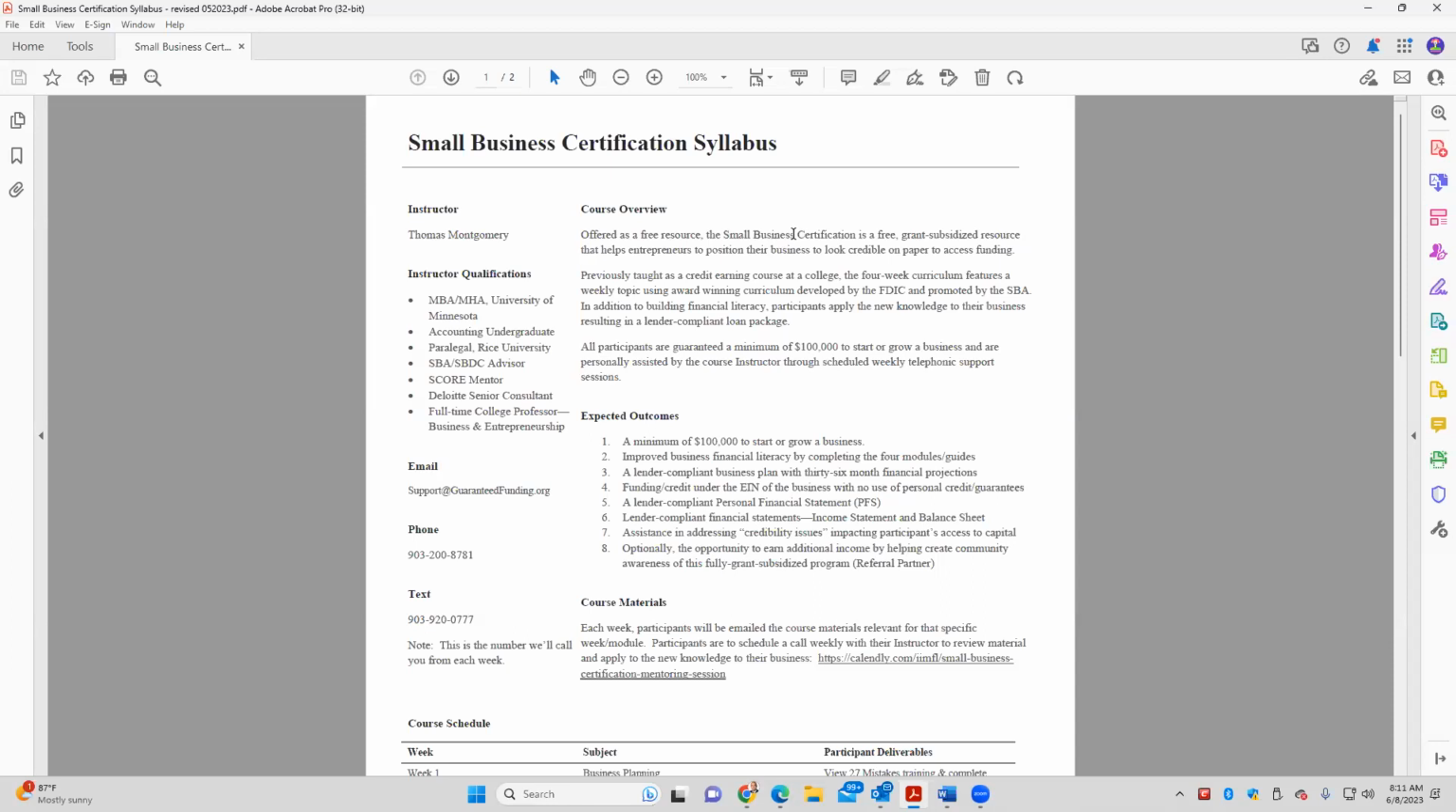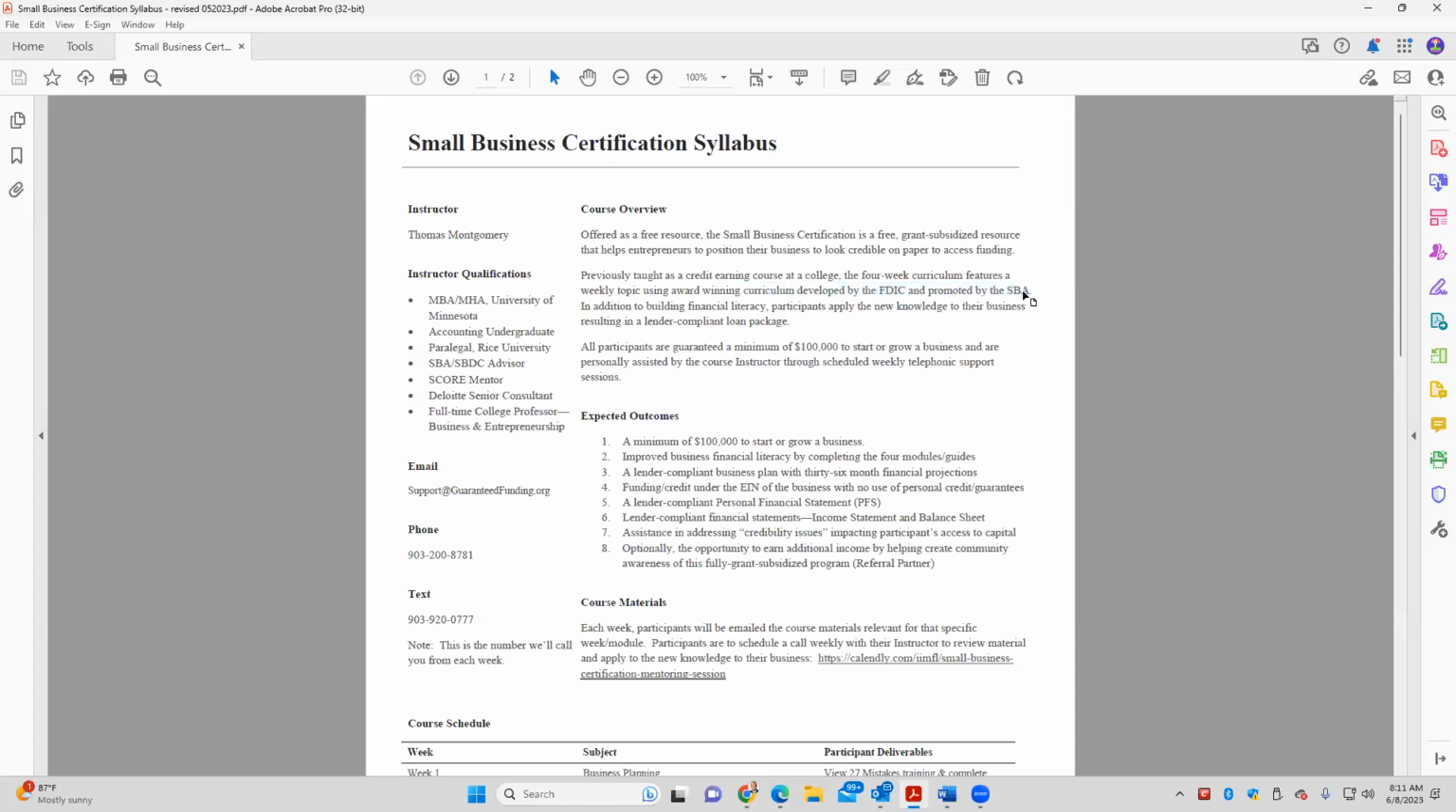Again, this is really, really strong material. We taught it as a credit earning class at a college in the past. Then we rolled it into our nonprofit once we got the grant. The material that we use was originally developed by the FDIC and promoted by the SBA.